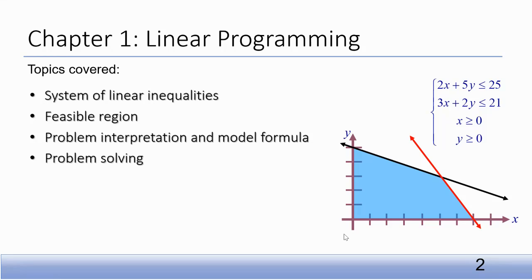Why only two variables? Because the graphical method only supports two variables, x and y. If you have three variables, that means you need to draw a 3D diagram, which is impossible for manual sketching. After that, you need to identify where your feasible region is. Then you interpret the problem and solve it.